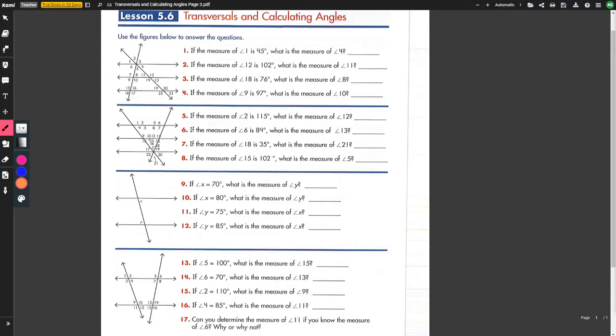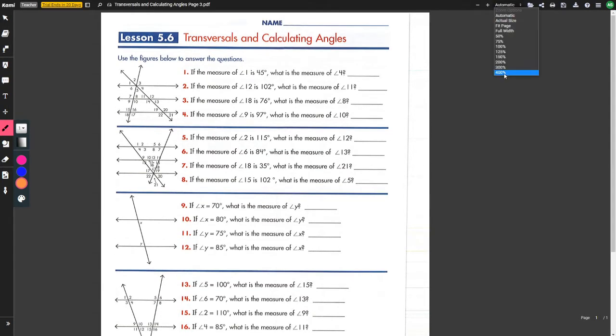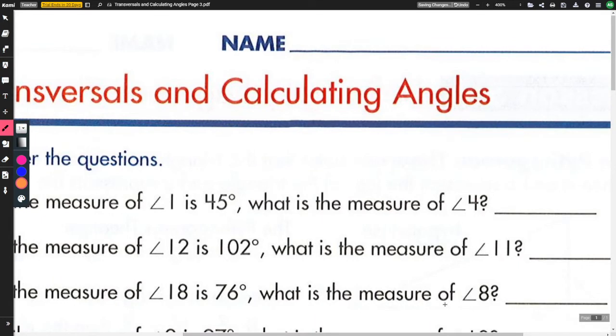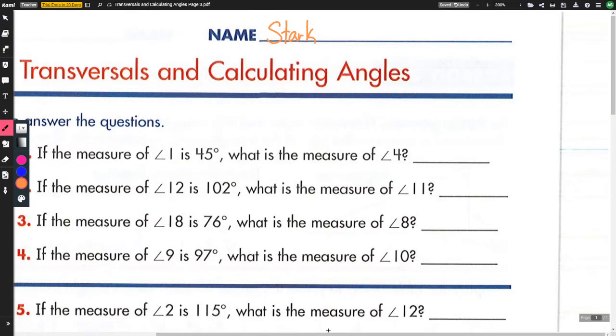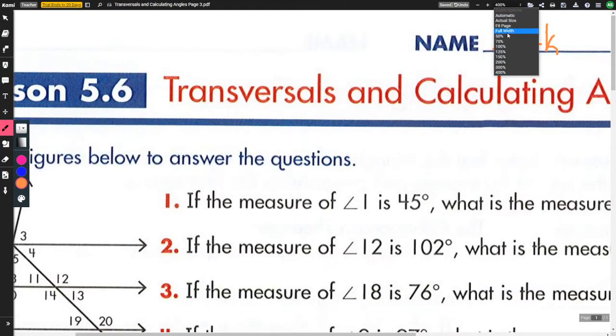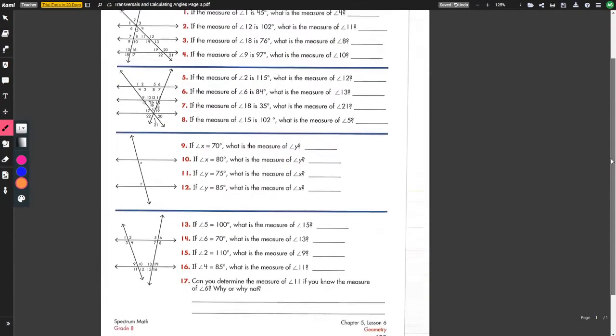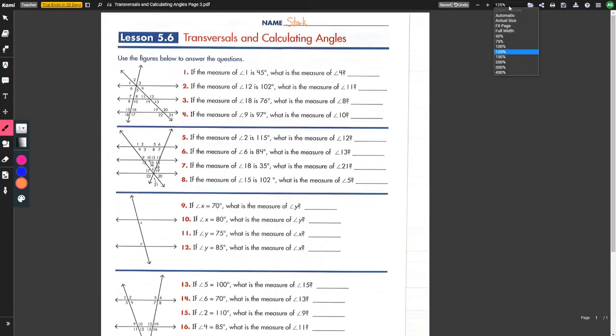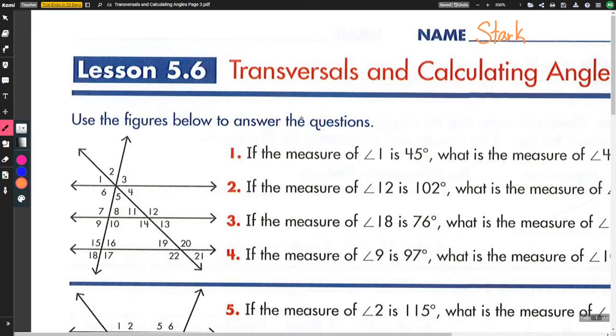This time we're going to be looking at transversals and calculating angles, page 3. So the first thing we've got to do is zoom in to make sure we have our name up there. I have 4 sections here, as you can see. So we're going to go over the first one. Use the figure below to answer the questions.